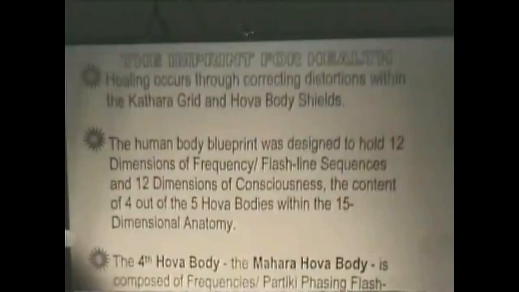Healing occurs through correcting distortions within the Cathara grid and Huva body shields. That's simple enough. If we want to begin the true healing process, we go to the core of where the dysfunction is coming from, the causal element, which is the Cathara grid and the Huva body shields. Remember, Huva body shields are part of the level 2 Cathara grid, the crystal seals grid. You have the shields that hold the mathematical template that look like crystalline discs of energy, and then you have the circular energy formations, the eggs of energy that we walk around in, that come from the shields program.